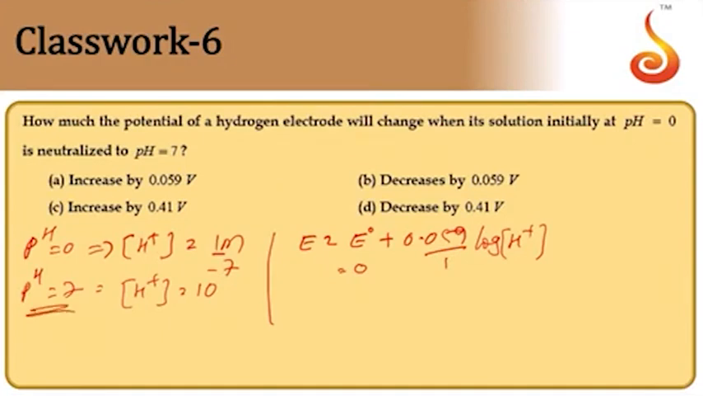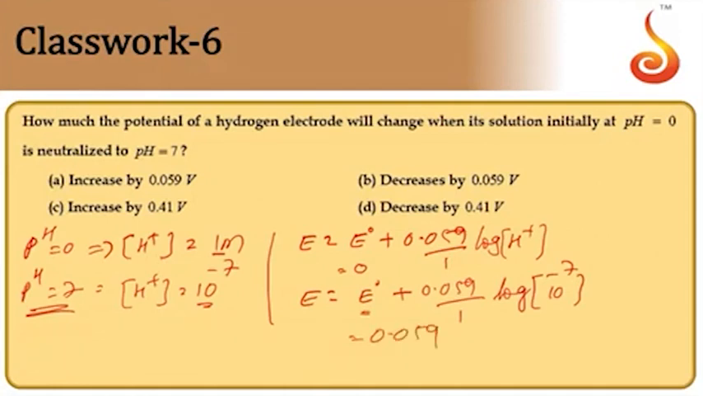Now in the case of pH 7, E will be equal to E naught plus 0.059 by 1 into log of 10 to the power of minus 7. E naught will be 0 for hydrogen electrode, so E is equal to 0.059 into log of 10 power minus 7, which will be minus 7 log 10. Log 10 is 1. So minus 7 into 0.059. The value comes out to be minus 0.413.